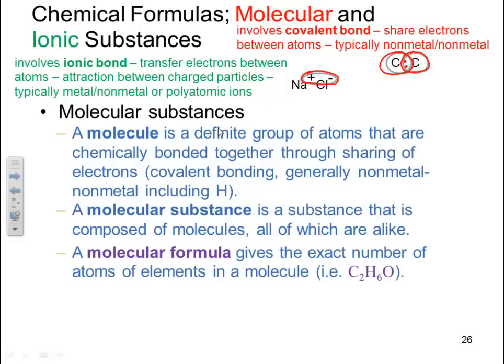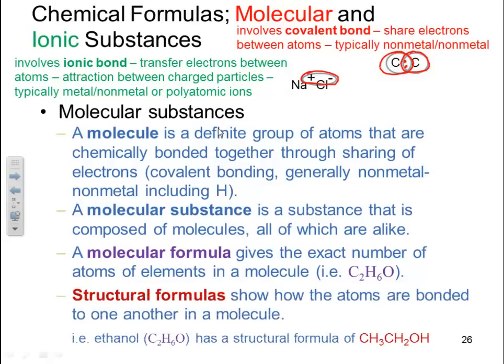A molecular formula gives the exact number of atoms of each element in a molecule. So if we're talking about a molecular substance, we have molecules and we have a molecular formula. Example, ethanol has 2 carbons, 6 hydrogens, and 1 oxygen. Now sometimes we have something called a structural formula that gives more detail of how the atoms are bonded to one another in the molecule.